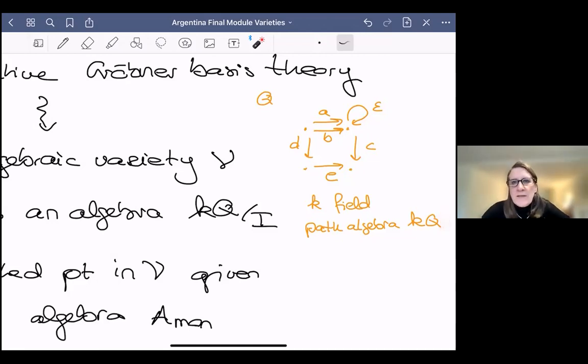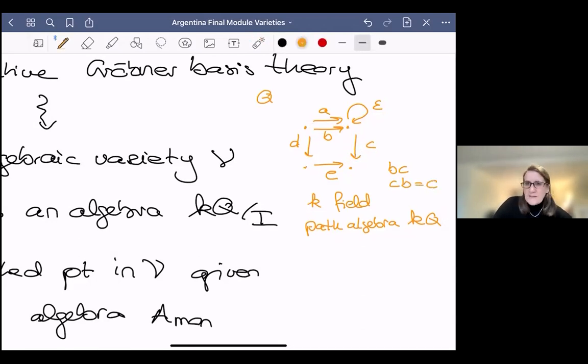And how is the multiplication defined? Well, we define the multiplication on the basis elements. And for example, if we have the path B and the path C, then we can form the product BC, which is simply given by the concatenation of the paths. But if we had the product CB, that means we first do C and then we do B. Well, they do not concatenate, so that product would be 0. So you see also that this is not a commutative algebra.